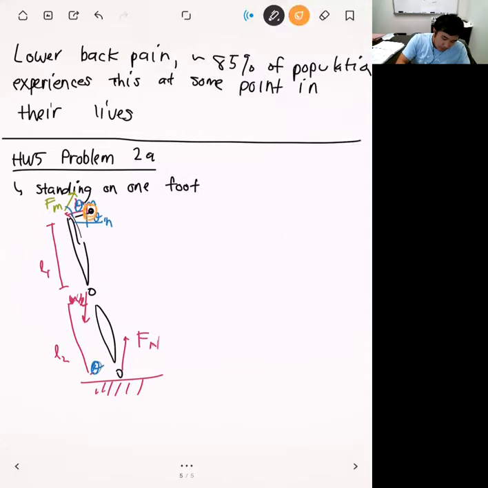The joint that we're summing everything around is this one that I'm circling in orange. This is our hip joint. With all that in mind, let's compute our muscle forces and joint reaction forces.